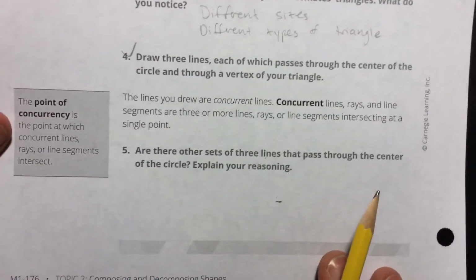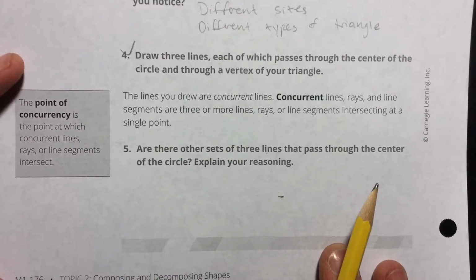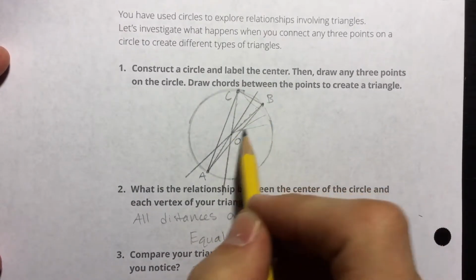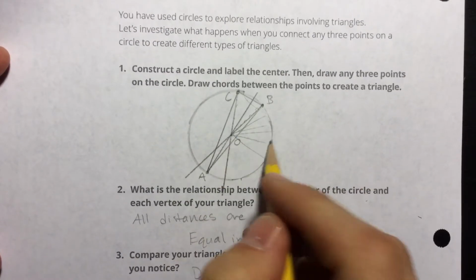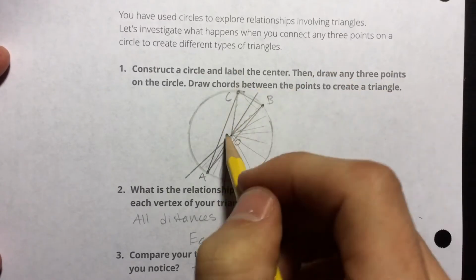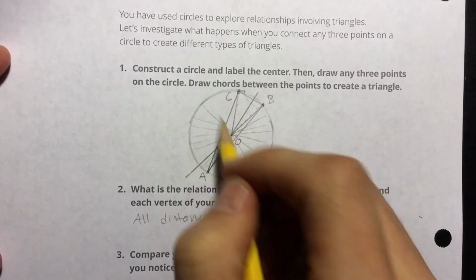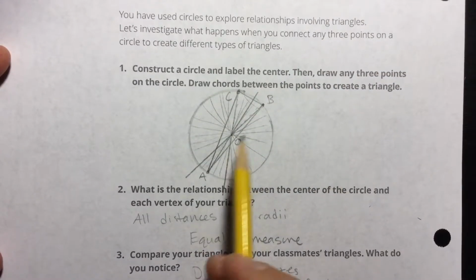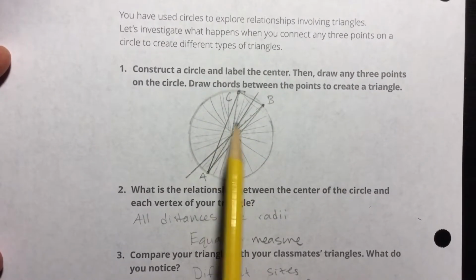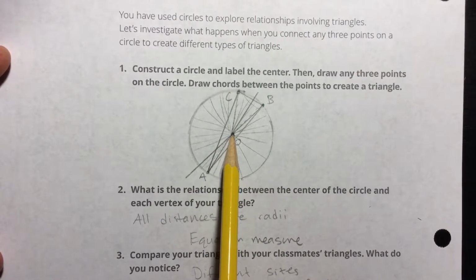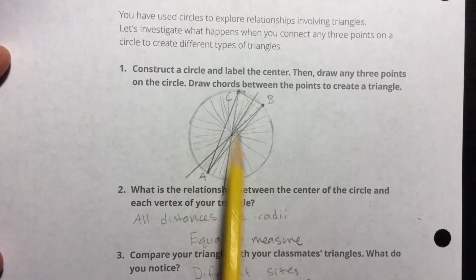So now number 5, are there other sets of 3 lines that pass through the center of the circle? Explain your reasoning. Well, if I look at my circle, the way I like to think about this one is, how many diameters could I draw? I know that these are radiuses, but when I draw the other side of them, they will become diameters, right? So how many diameters could I draw on a circle? Well, you're probably saying a lot, right? Really, there's an infinite number of diameters that you could draw in this circle, and they all would intersect at the center point. They would all go through the center point, because that's the definition of a diameter.